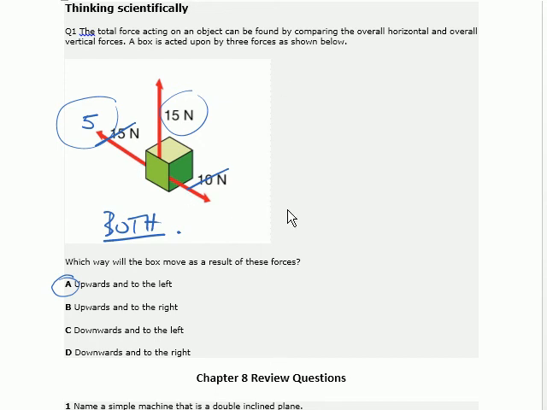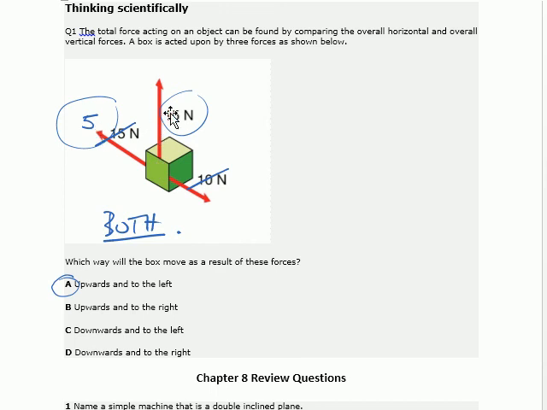So we haven't actually looked at a block before that only had 3 forces acting on it, because in the real world there would always be the gravity force downwards, but it's not labelled on here, and we can only work with what's on this question. So we've got 15 newtons left, 10 newtons right, and 15 newtons up.